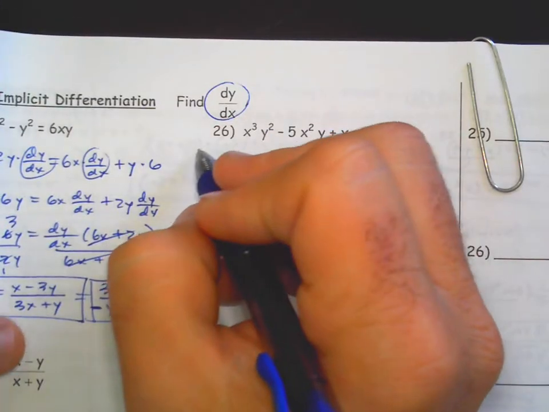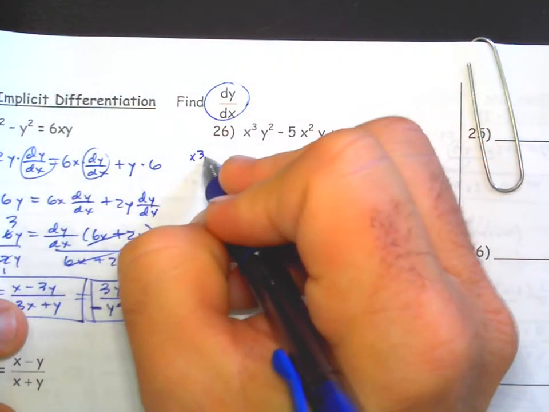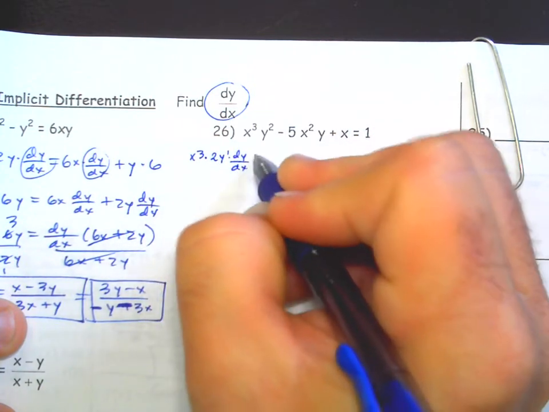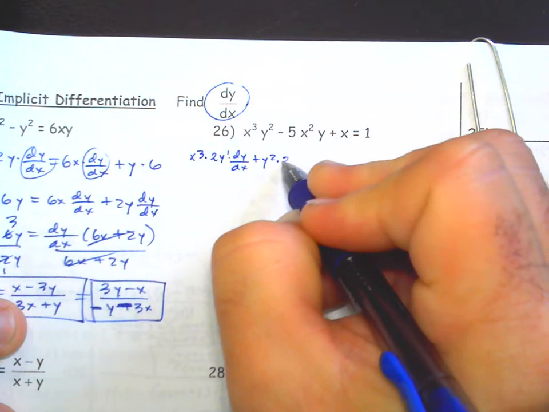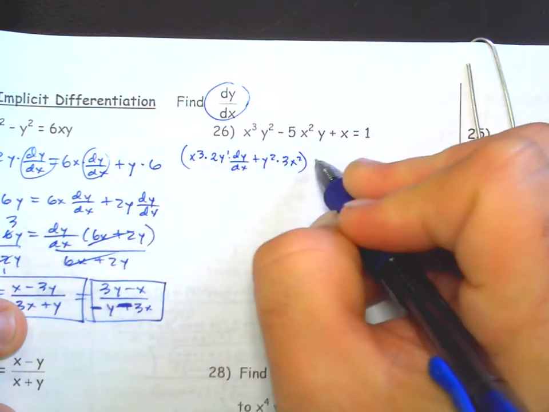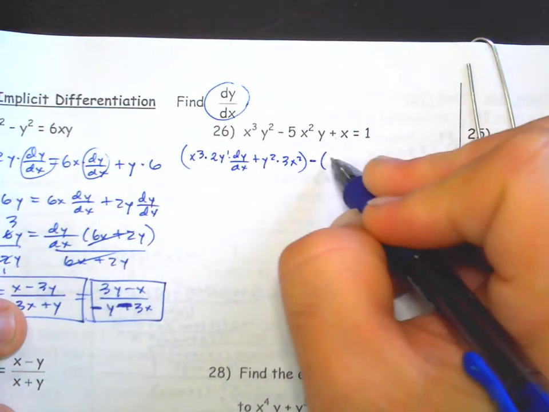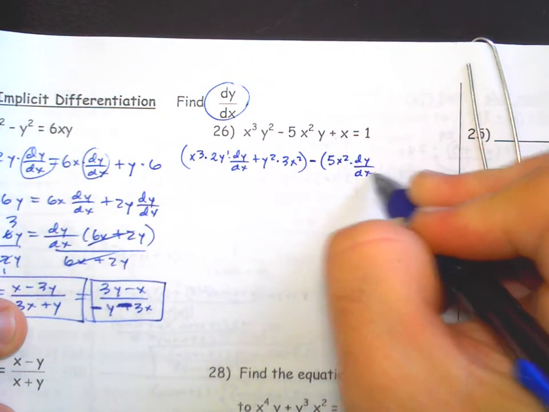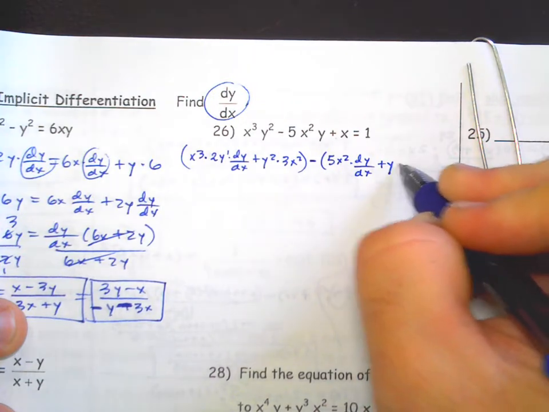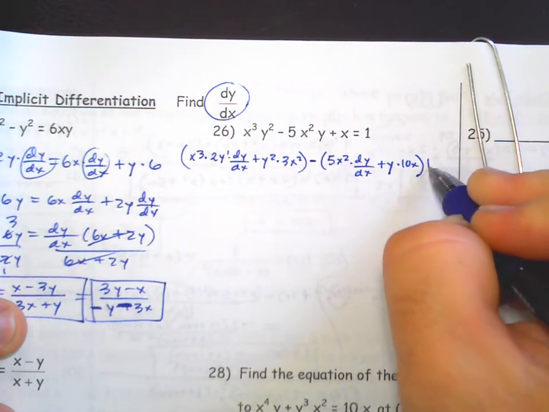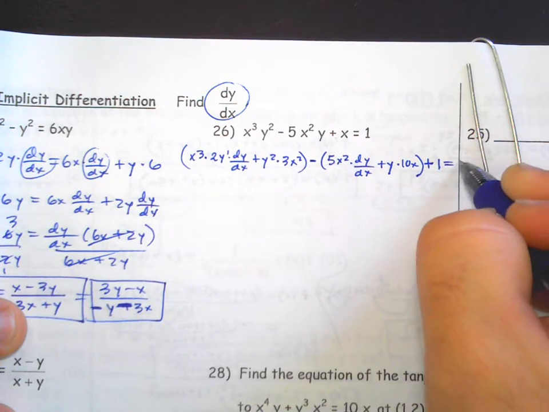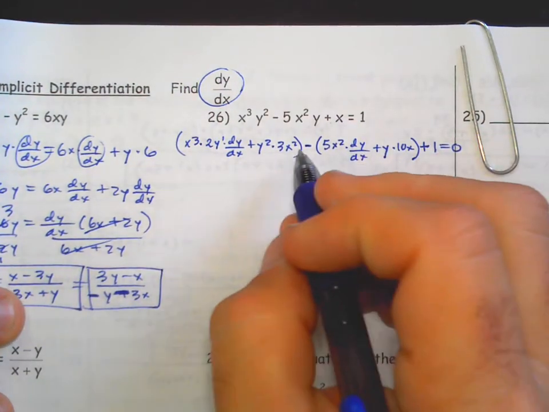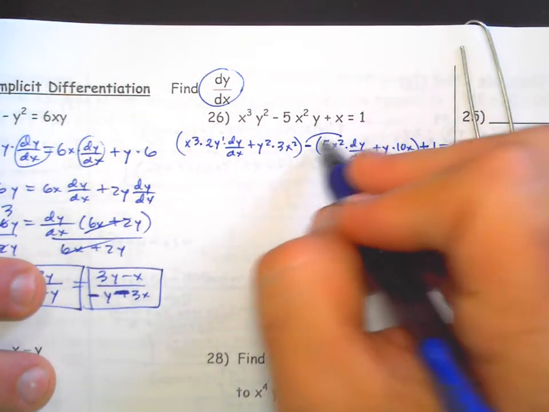26. So it's going to be x cubed times the derivative of root y squared, which is 2y dy dx, plus y squared times the derivative of root x cubed, which is 3x squared. So that's just the first product rule. And then there's another product rule here: 5x squared times the derivative of y, which is dy dx, plus y times the derivative of 5x squared, which is 10x, plus the derivative of x, which is 1, equals the derivative of 1, which is 0. Be very careful here. I've put some parentheses here, and some of them actually make a difference because we have to distribute that subtraction.